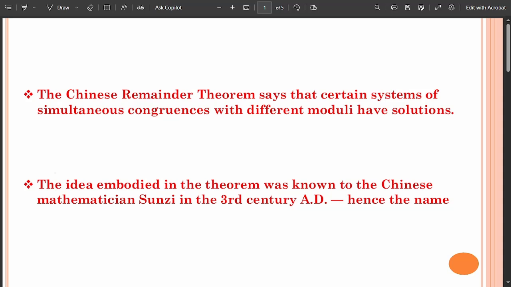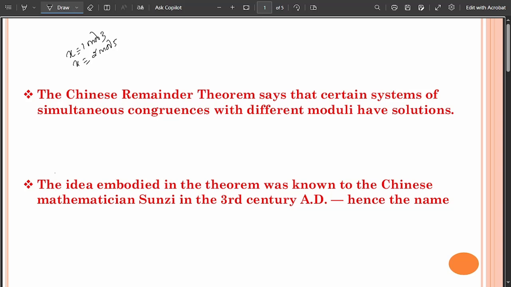In today's video, we'll learn about the Chinese remainder theorem. This theorem says how we can solve simultaneous linear congruence equations with different moduli. For example, x is congruent to 1 modulo 3, and x is congruent to 2 modulo 5. So how can we solve this kind of equation? We use the Chinese remainder theorem.